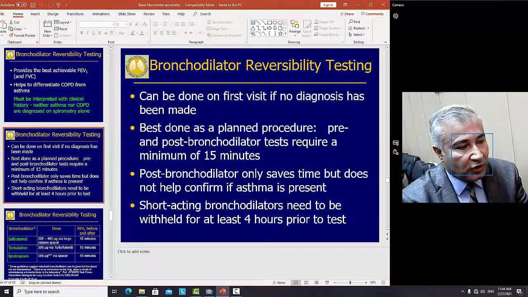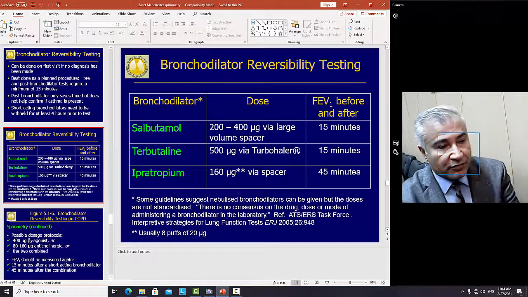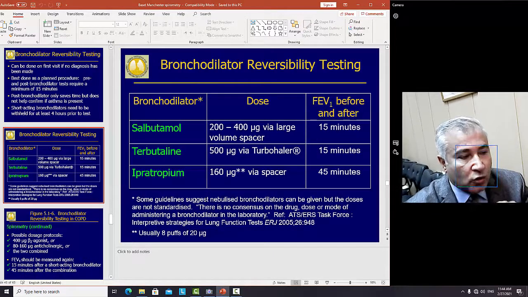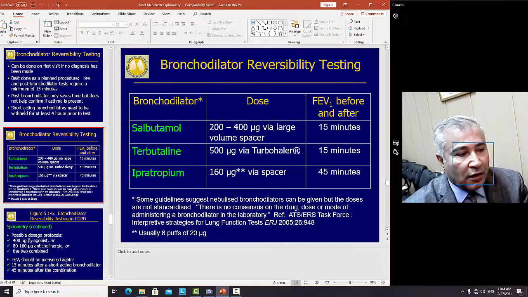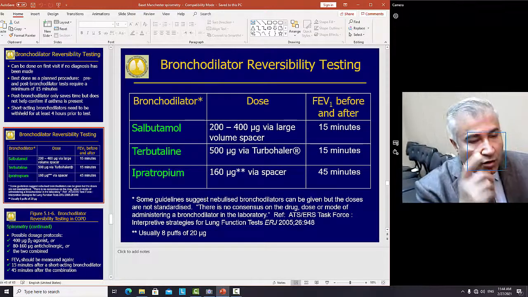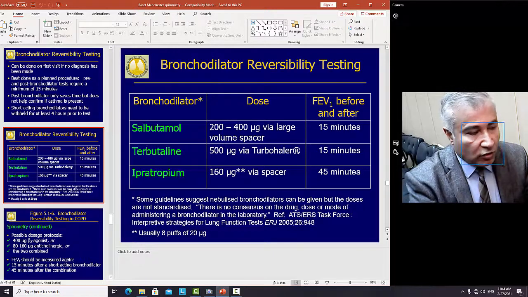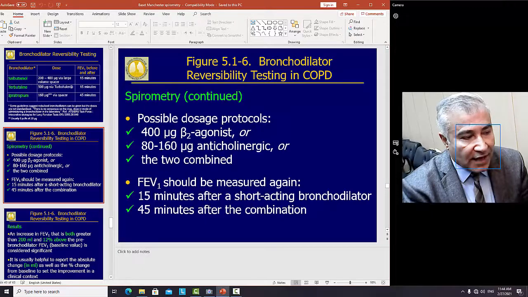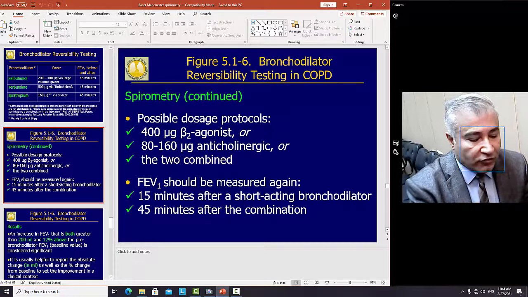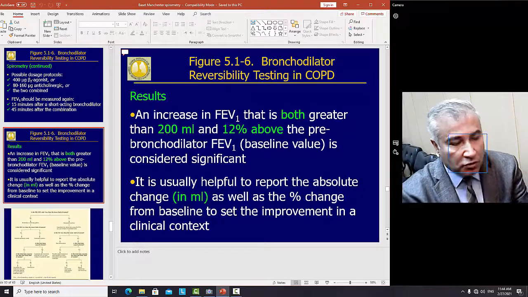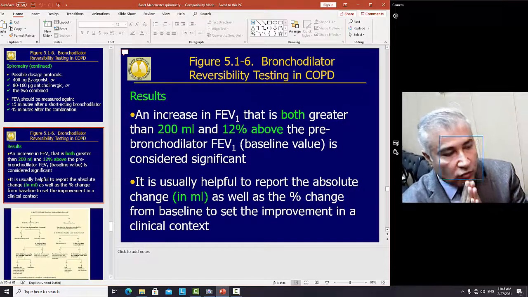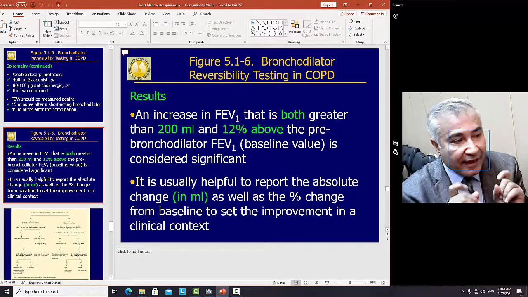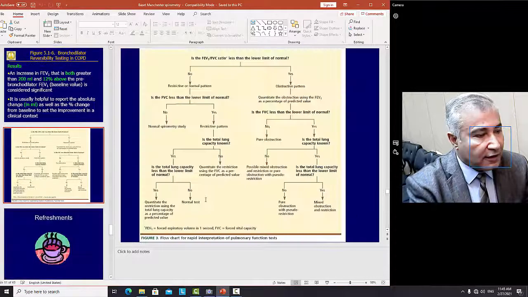How can you differentiate between asthma and COPD? By doing a reversibility test. What can be used? Most commonly salbutamol 200 or 400 microgram using either an inhaler or nebulizer. After 15 or 20 minutes, I can measure FEV1 again. If it improved more than 200 ml or by 12%, it is very important to notice that FEV1 increased by 12% and 200 ml increase in FEV1.